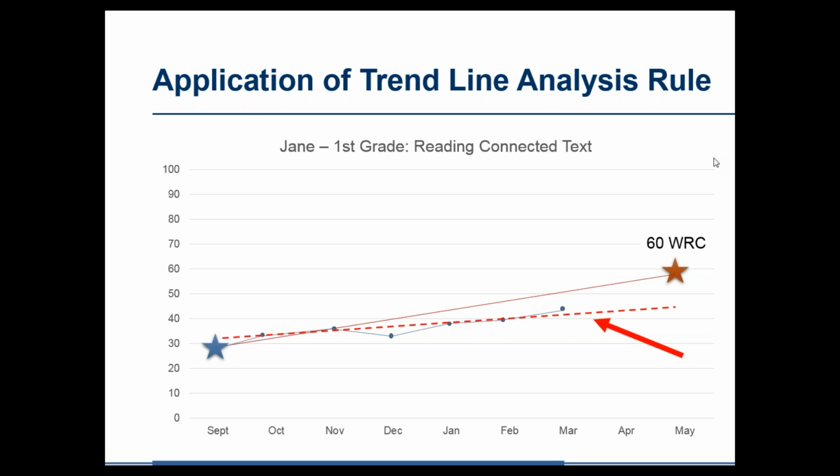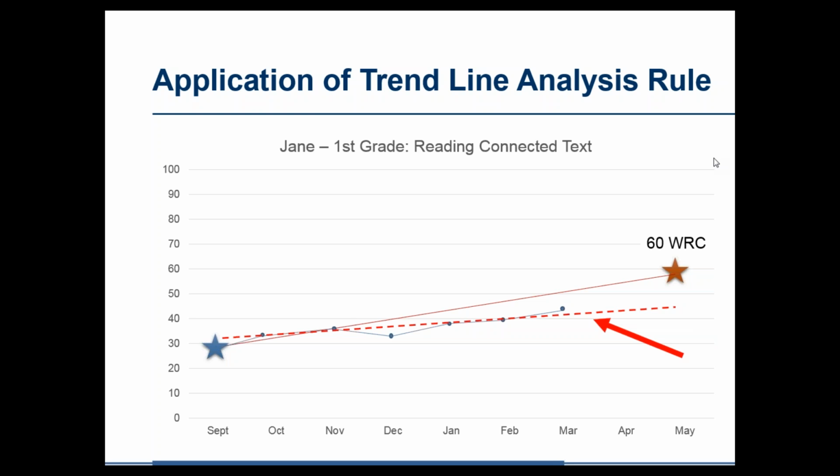Let's apply the trend line analysis rule to Jane's data. A trend line uses existing data to predict future performance. The trend line is represented by a visual line, usually a dashed or dotted line. What do you see in her data? How would you describe her progress? Is it positive, poor, or questionable?